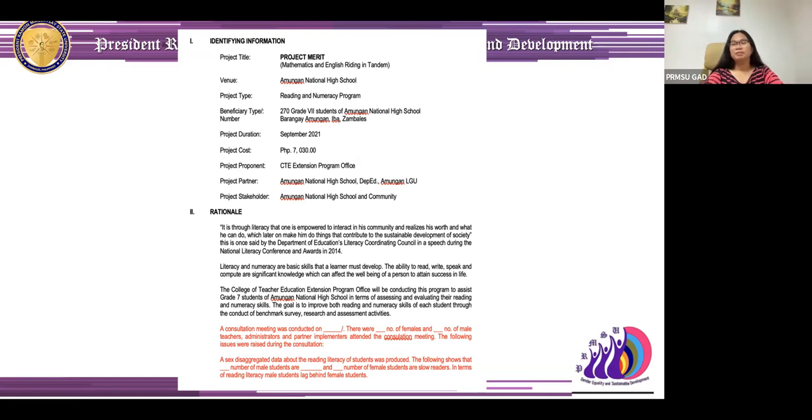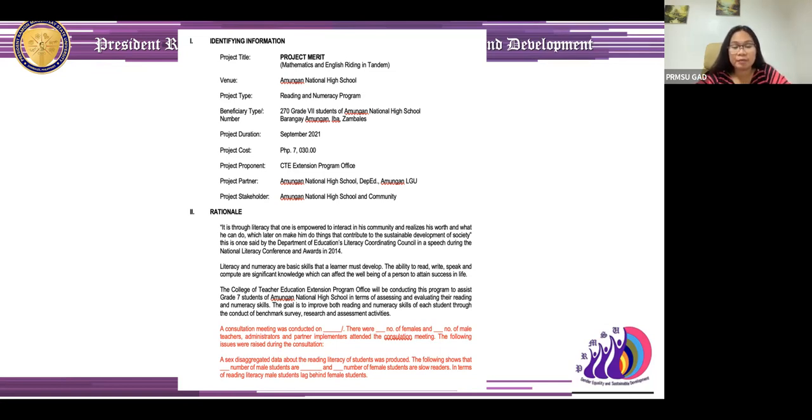So if we can do it, we can extend it further. Of course, you can come up with a quality research out of your extension project. Kami po, meron na kaming nagawa with CTE, with Sir Mark and Sir Dalusong, yung dati pang reading program, wherein tinignan namin yung result ng ating extension activity sa reading skills ng mga estudyante.